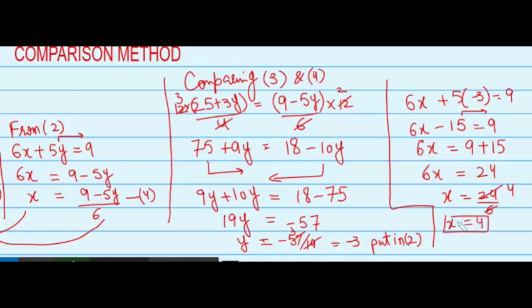So the point of intersection of the two straight lines, or the solution of the linear equations, will be 4 comma, what is the value of y? Yeah, y is negative 3.